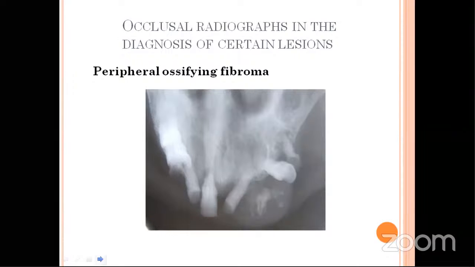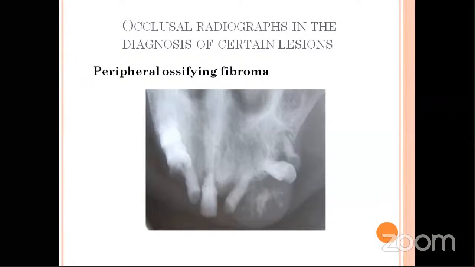So some of the pathologies where you can see is the peripheral ossifying fibroma. Okay, so peripherally it is made up of soft tissues with some calcifications, with some calcified specks. So this is actually peripheral, meaning it appears as a soft tissue enlargement outside the bone, and some ossifications or calcified spikes are seen inside that particular region. So that is peripheral ossifying fibroma.